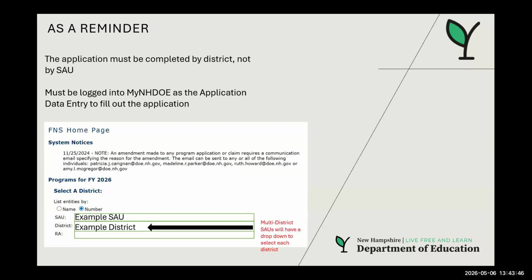So just like school year 25-26, applications are still going to be done by district. The SAU will populate automatically. If you're part of a multi-district SAU, the districts will populate in a drop-down. Please select the district you want to complete first. All districts will need to be completed in full.